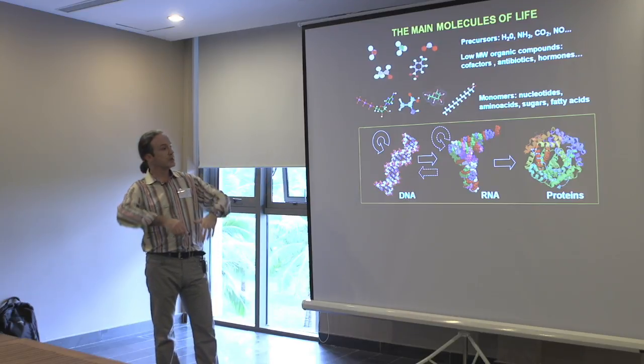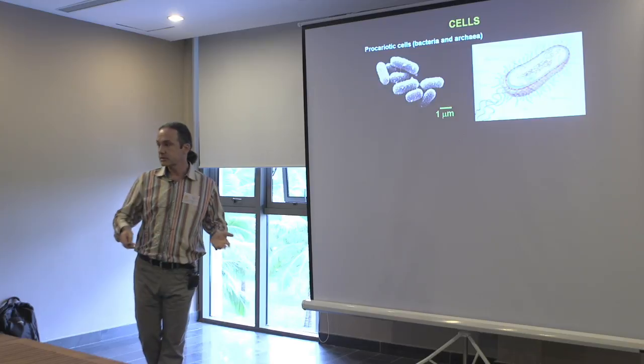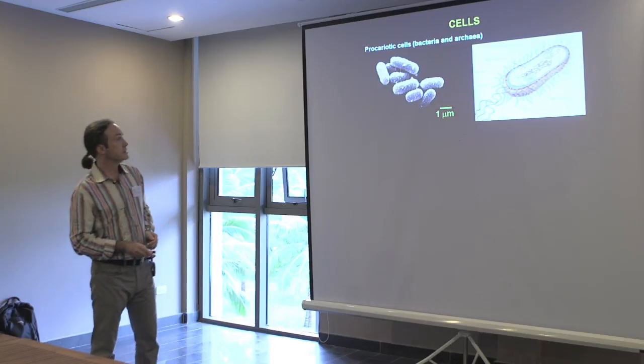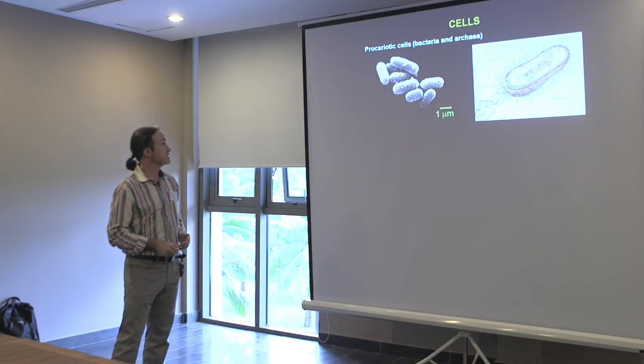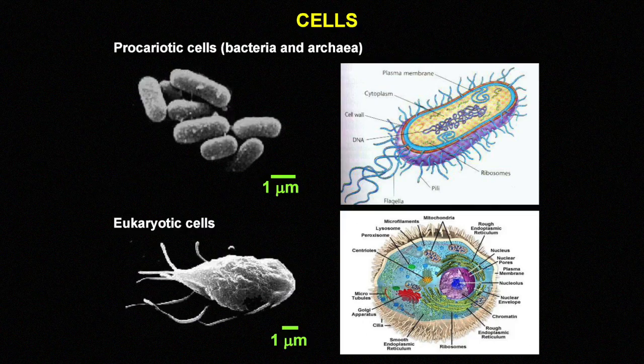If we continue increasing the complexity, we go to the cells. Okay. In nature, we have 2 kinds of cells: the prokaryotic cells without any internal organization, let's say, and eukaryotic cells with a defined nuclei and lots of organelles and higher morphological complexity. Okay?